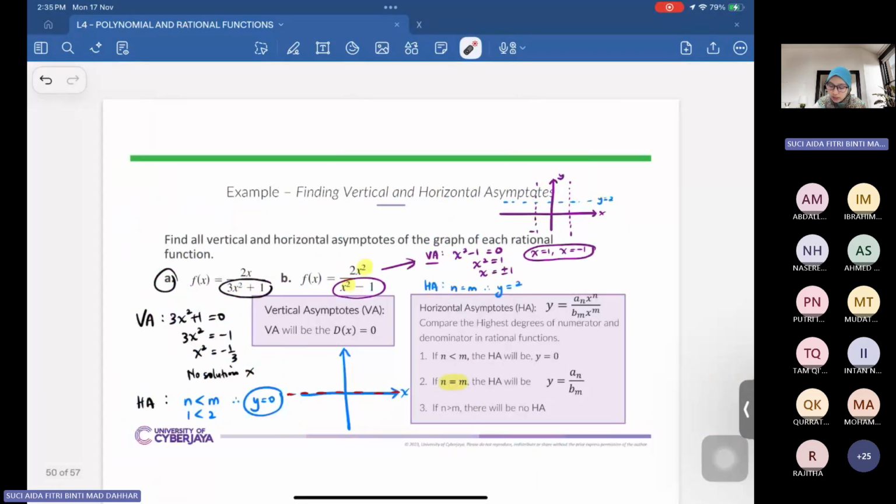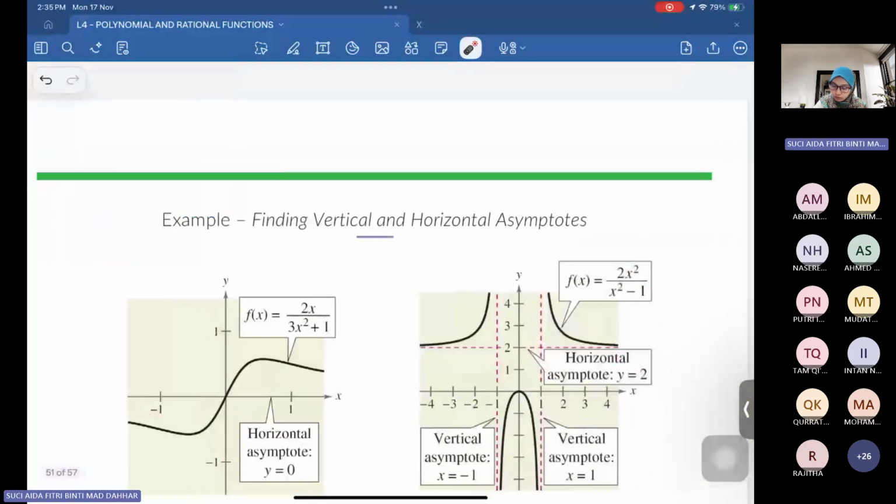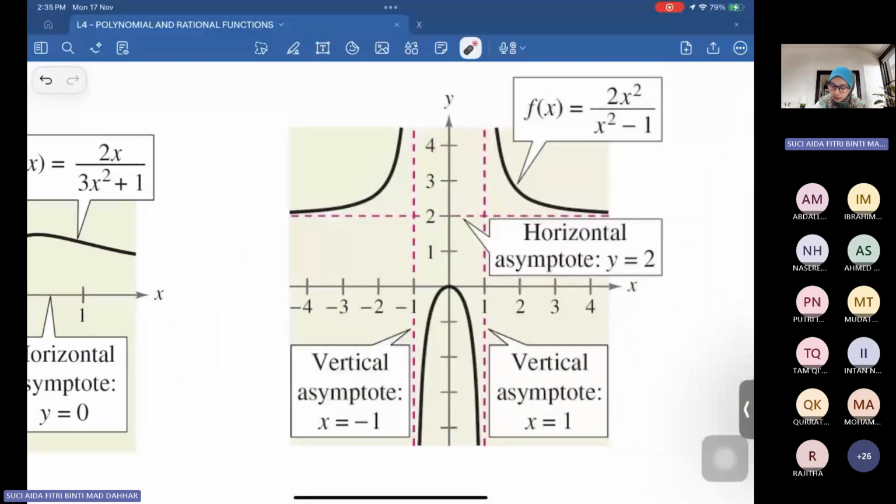And also the second part for B, right? See, we should have two vertical asymptotes, one at -1, the other one at +1. And then our horizontal asymptote is at y equals 2. So if you look at all the graph, all this curve never meets the dashed line.